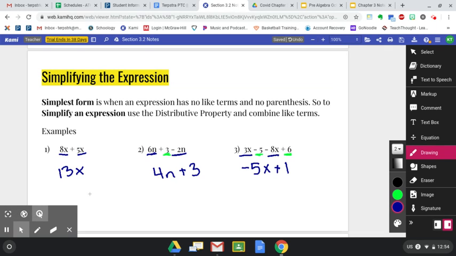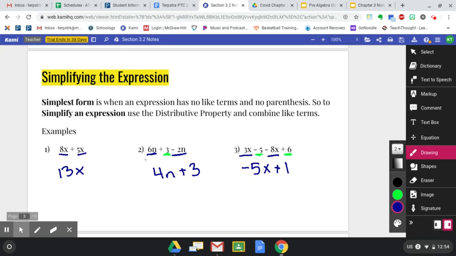All right, let's see how you did here. In the first one, I had two like terms, the 8x and the 5x. And when I combine them, I get 13x. So 13 is my coefficient. There's no constant term. This is just a single term expression because there's only one term after simplifying.